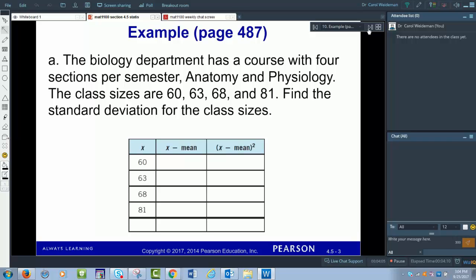Another example from your book on page 487. A biology department has a course with 4 sections per semester of anatomy and physiology. The class sizes are 60, 63, 68, and 81. Find the standard deviation for the class sizes.